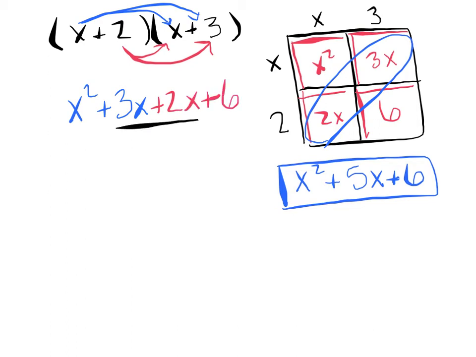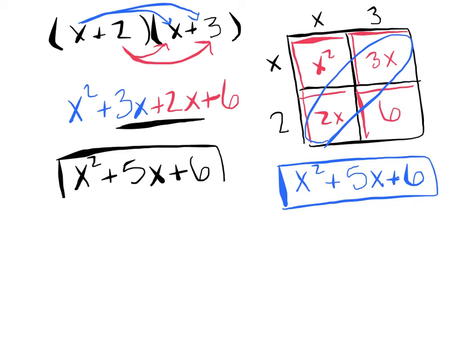Just like before, I have a couple like terms there. I have 3x's and 2x's, so we need to combine those. So our final solution is x squared plus 5x plus 6. Same answer as we got when we were using our area model. So a lot of the things are similar from single distribution. It's just that you have a bigger rectangle, you have more things to look at.